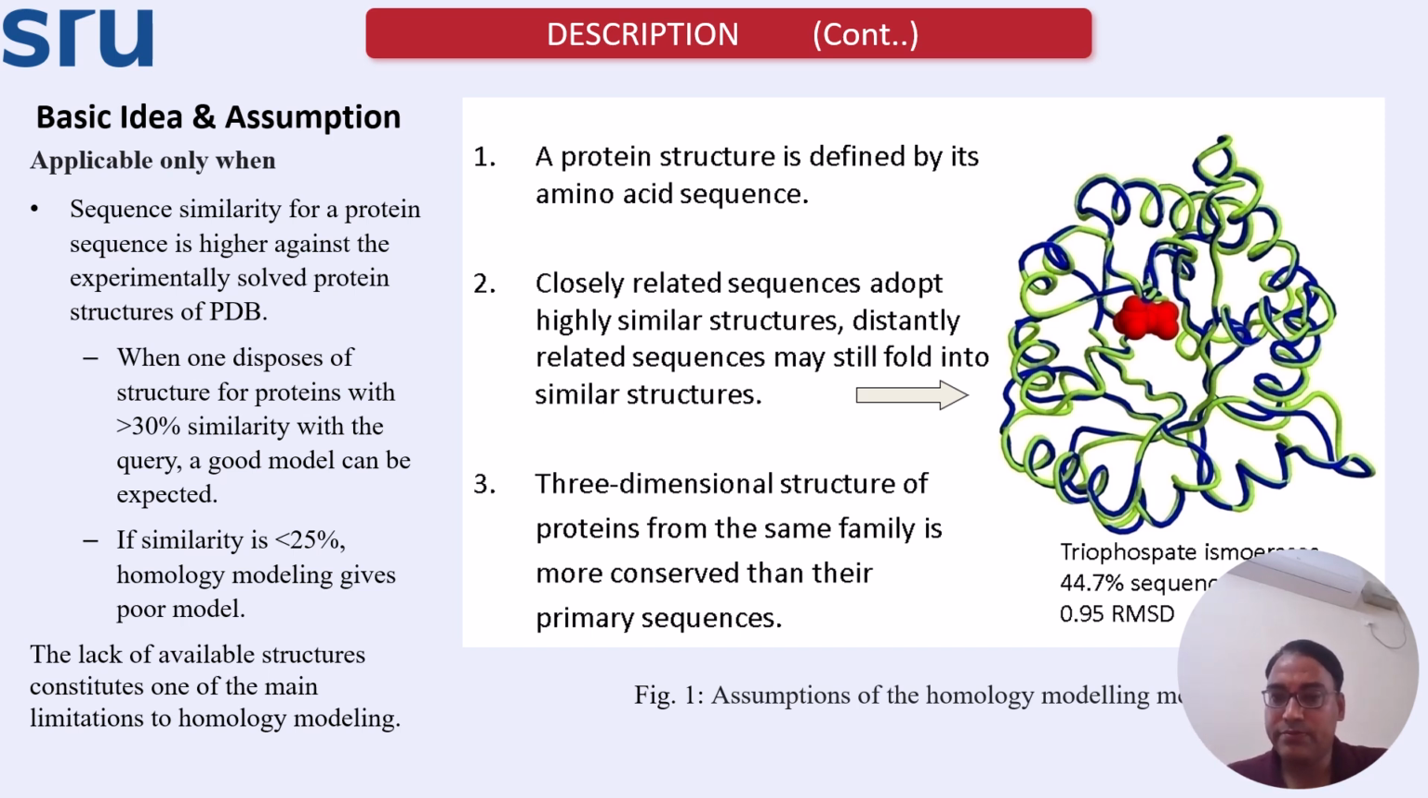See, the model is the light green color here, and the template is the blue. See, they are exactly overlapping, and the native ligand is fitting exactly at the same place. It means it's a very accurate structure. So see, that's the advantage when the sequence similarity is high.